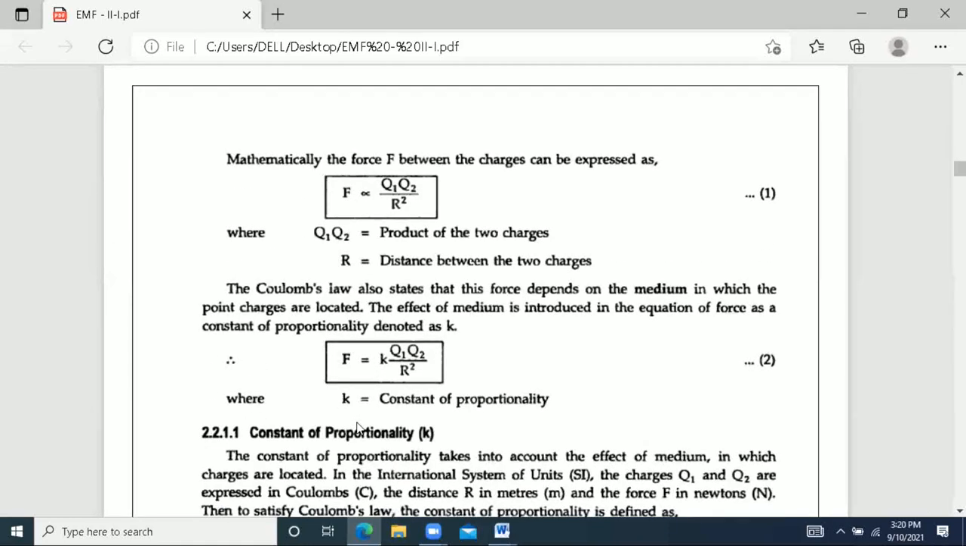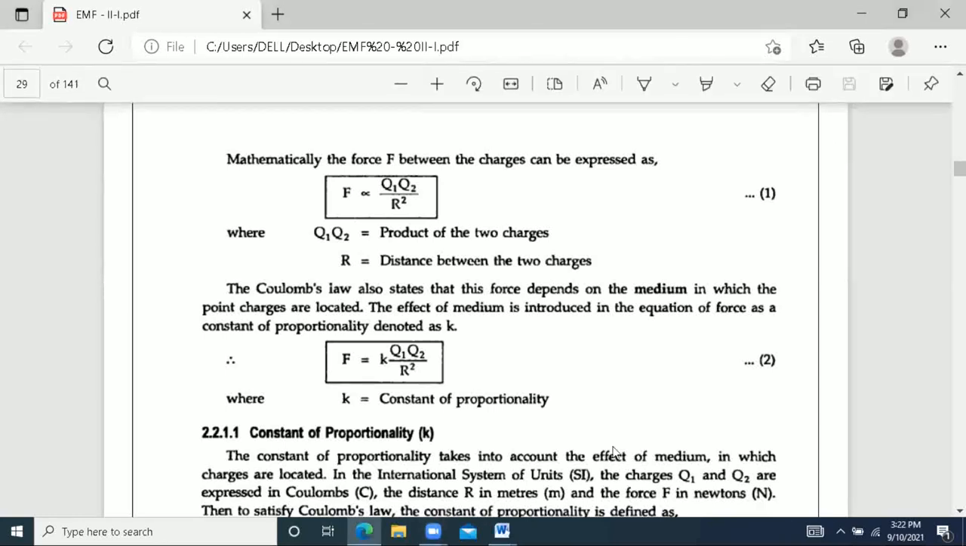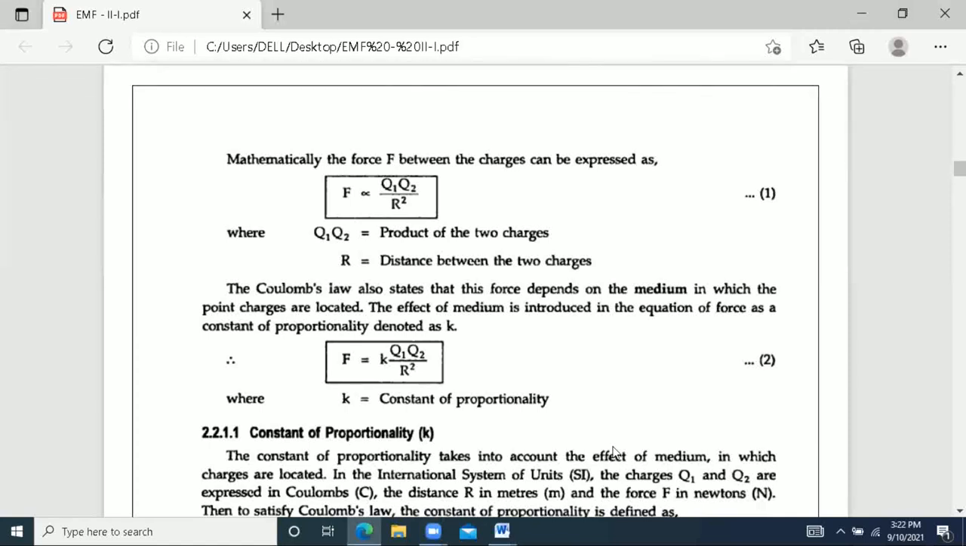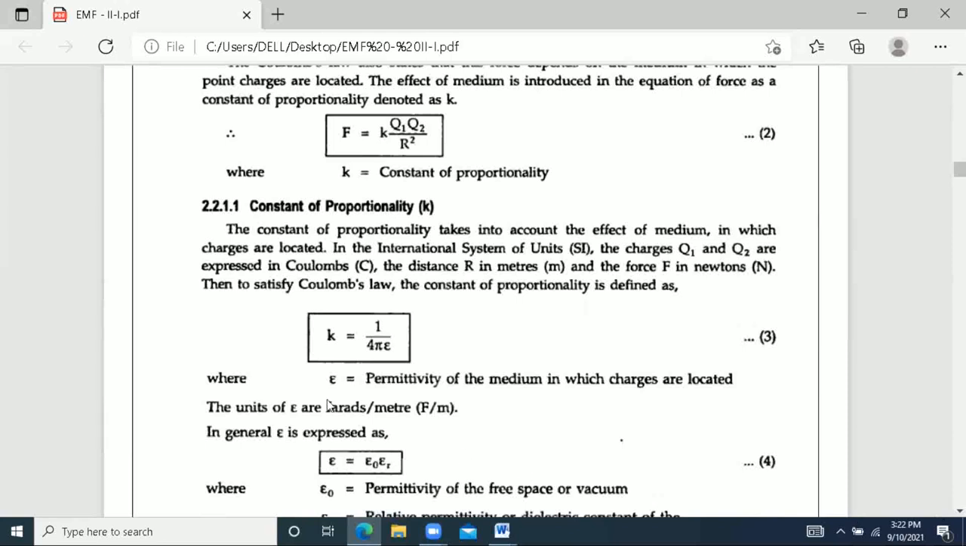Now, he didn't stop there. In doing experiment, he didn't stop there, right? He did his experiment and worked out some value for this K for us. The K is 1/4 pi epsilon, where epsilon is the permittivity of the medium. That's what the name epsilon is. Yeah, this epsilon.